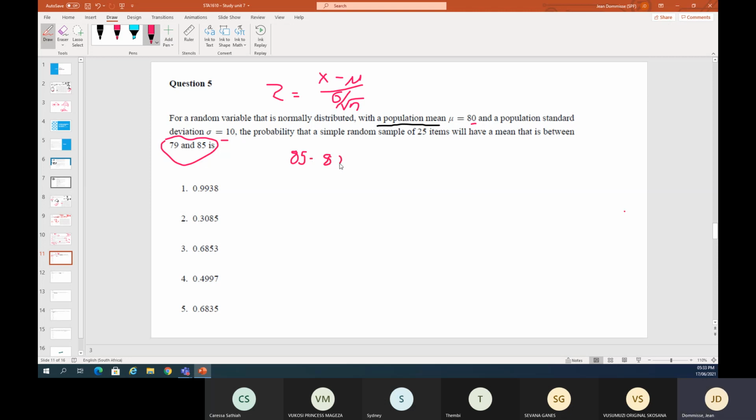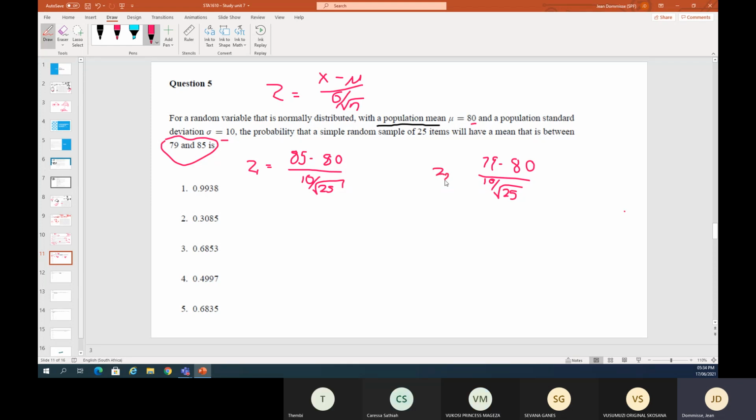How I normally do it is I will write it down next to one another, then at the end I can nearly see what is happening, because the other one will then be 79 minus 80, and I'm also dividing by the same number, so it becomes easier to work with. So that's for one Z. That's my one Z that I'm going to work with. That's my second Z that I'm going to work with.